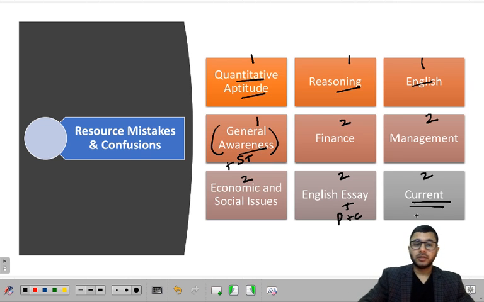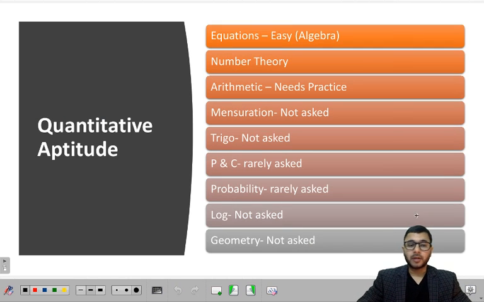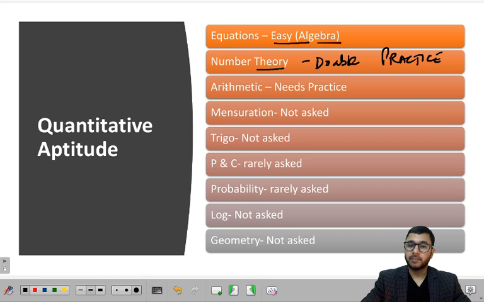Okay, so let's cover them one by one. In quantitative aptitude, what is asked, what is not asked, the broad classifications I have made, and how exactly you cover the areas. Equations questions are asked, but they are easy, part of algebra. Number theory is asked. It is doable, but it needs practice. You need to practice regularly. Arithmetic is asked a lot, in a lot of detail. So you need a lot of practice and a lot of command.